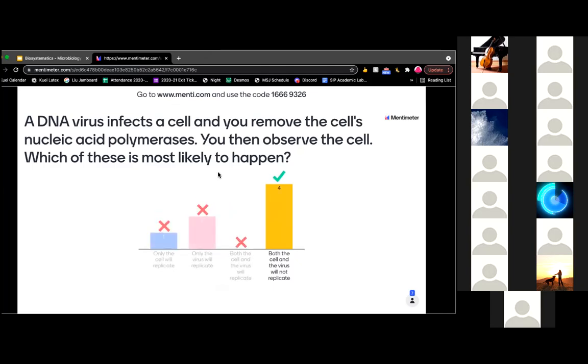All right, excellent. Most people got this question correct. The reason that this is the answer is because when you remove the cell's nucleic acid polymerase, the cell itself will first of all not be able to replicate. And since it's a DNA virus, DNA viruses will most often require the cell's DNA polymerase to replicate itself. So removal of the DNA polymerase will result in both the DNA virus and the cell itself not being able to replicate.